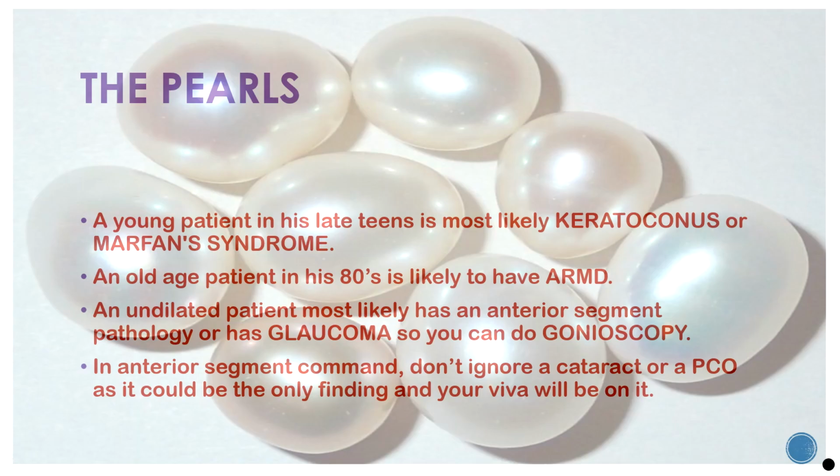Now it's time for some secret pearls. Yes, if a patient is young, for example in his late teens, the most likely diagnosis is keratoconus or Marfan syndrome. If patient is old in his 80s, he is likely to have ARMD. If patient is undilated, most likely he is going to have an anterior segment pathology or has glaucoma, so you can do gonioscopy. In anterior segment command, don't ignore cataract or a PCO because it could be the only finding and your viva will be on it.